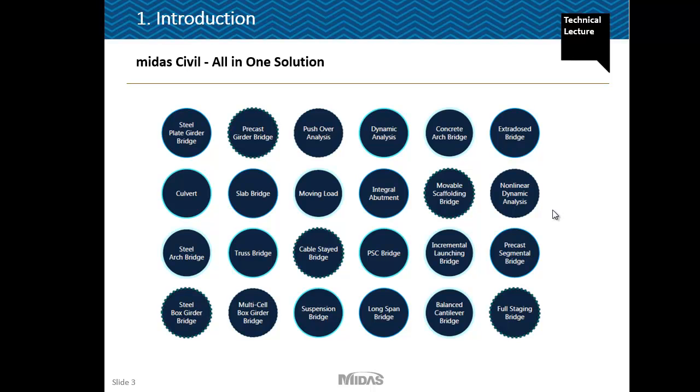Just a brief introduction about the software. You can see MIDAS could almost cover any type of bridge that even exists, starting from a simple slab bridge, truss bridge, PSC bridge, integral abutment to consider the soil interaction, moving mobile scaffolding bridge. Any type of bridge, it can handle dynamic analysis, static analysis, non-linear, linear. Mostly, whatever things are in practice, most of these could be comfortably handled by MIDAS Civil. In this webinar, as I've told, we are going to concentrate on steel plate girder bridge.